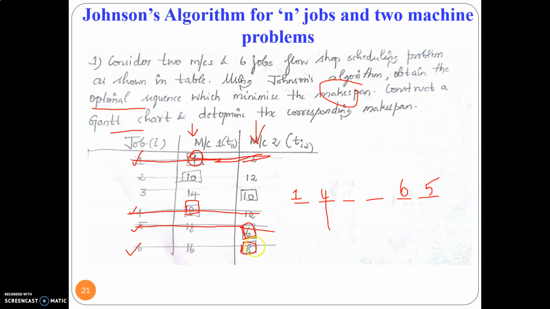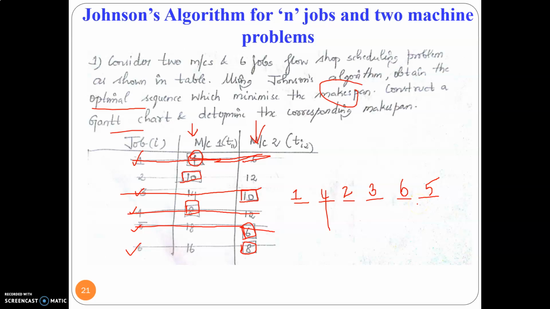Then find out the next minimum processing time, that is 10. There are 2 10s. You can randomly choose any one. Let me choose this 10 first. So that is job 3. It's available in mission 2. So I'm going to allocate it in the last available position. Strike that out. The next minimum value is 10. It's available in mission 1, the first available position. So this is the sequence in which I'm going to process my jobs.